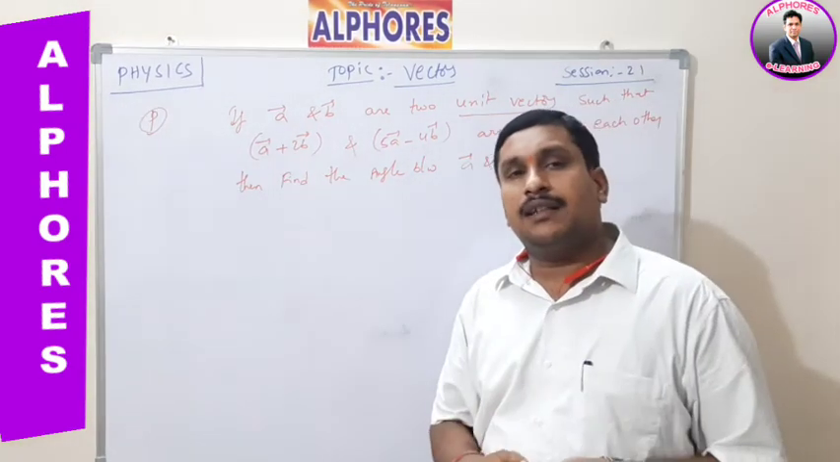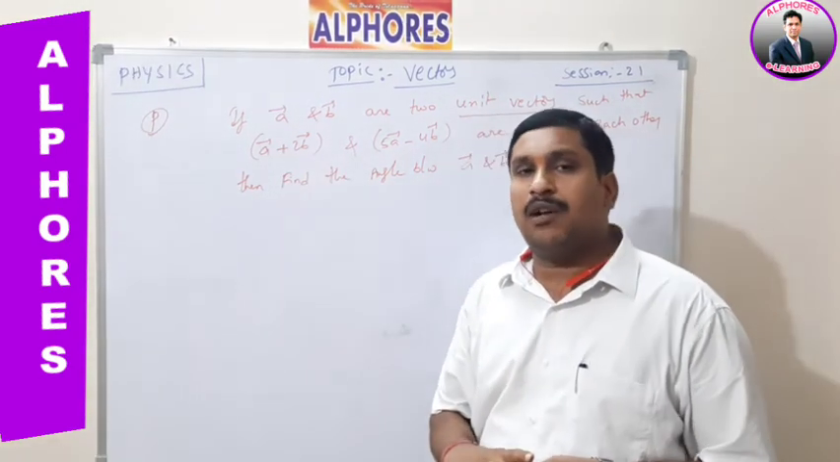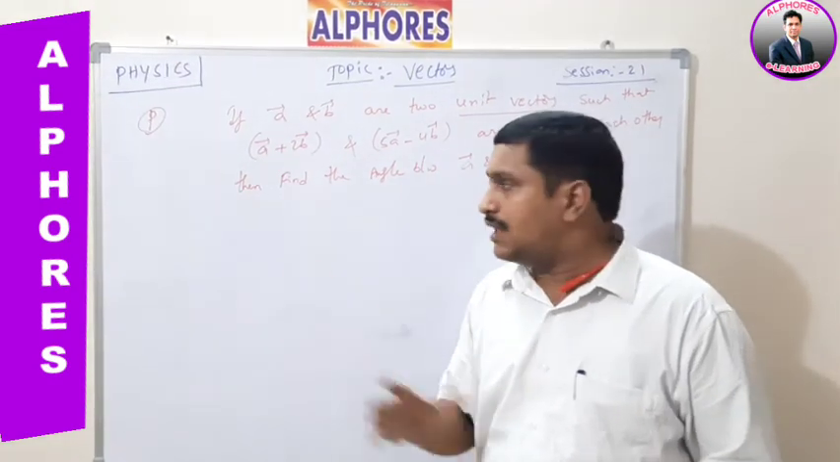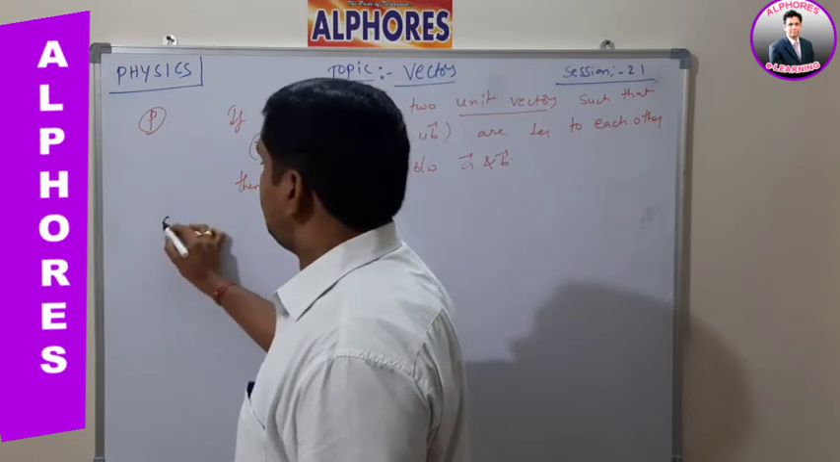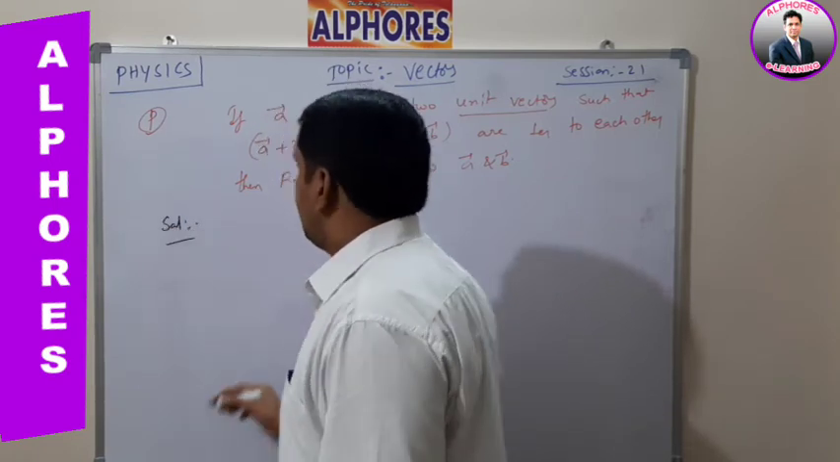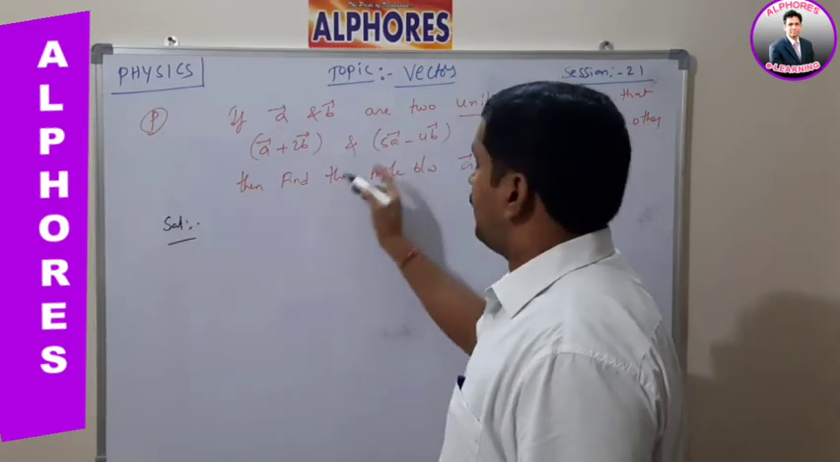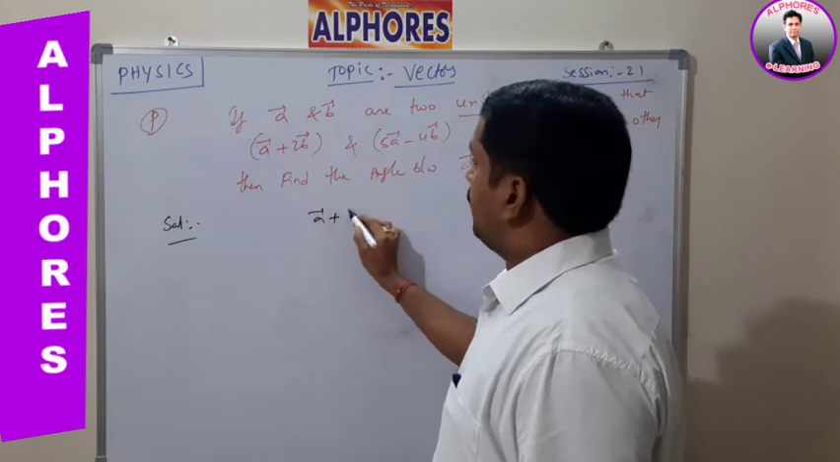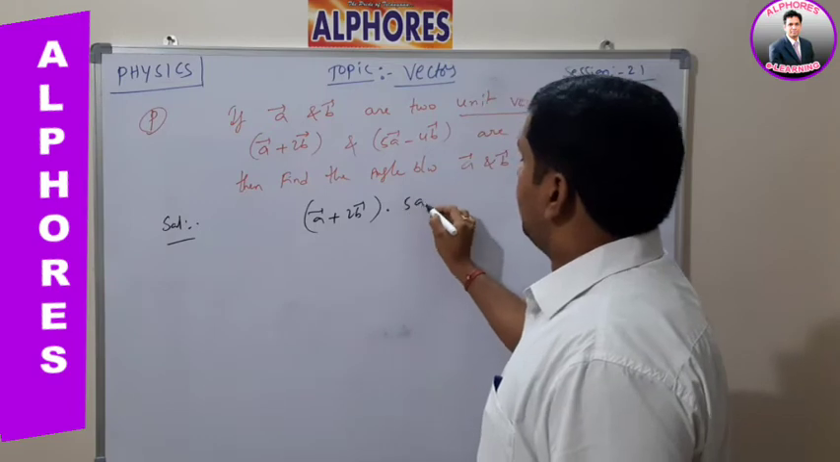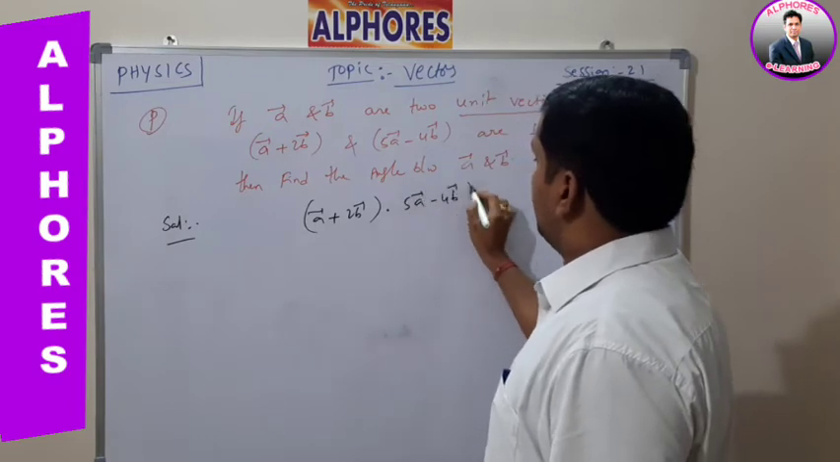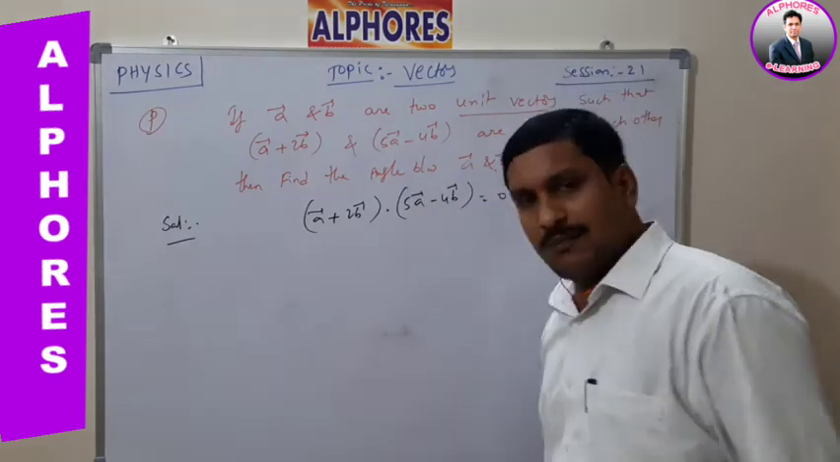If two vectors are perpendicular, the dot product of the two vectors is always 0. So before going to the solution, I have to take this condition. Both are perpendicular, which means A bar plus 2B bar dot 5A bar minus 4B bar is equal to 0 as per the condition.